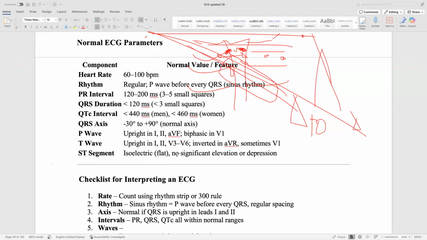The ST segment should be isoelectric, which is another important point. The T wave, again the same: in lead 1 and 2 it should be positive. Right.